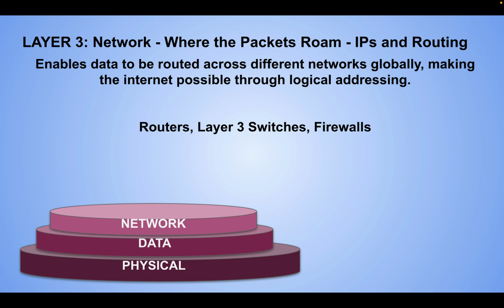Now we get to layer 3, the network layer, where the packets roam. Layer 2 is all about using MAC addresses to route data within a local network. Layer 3 is about enabling data to be routed across different networks globally, thus making the internet possible through logical addressing, specifically IP addresses. Routers are the quintessential Layer 3 device, along with Layer 3 switches and network firewalls.